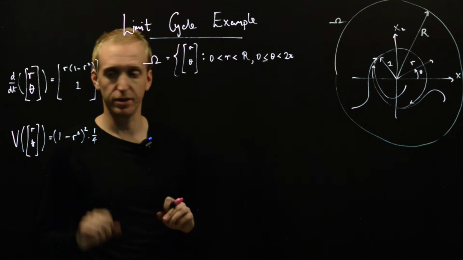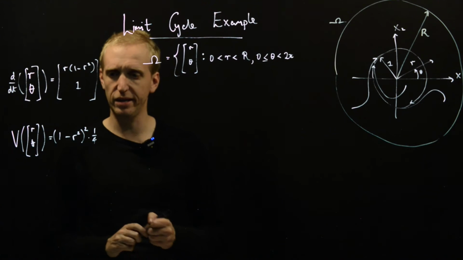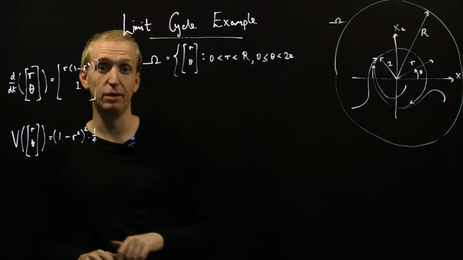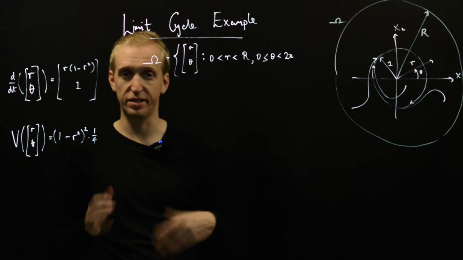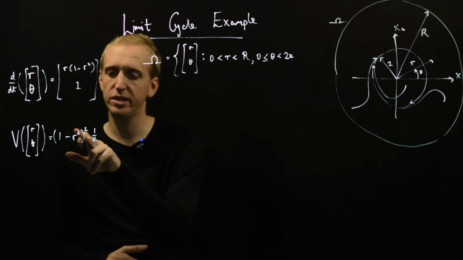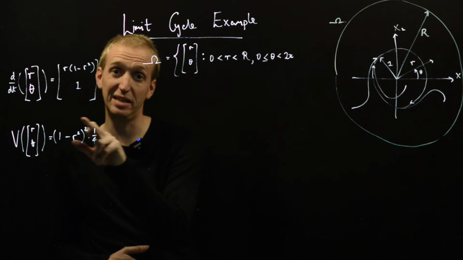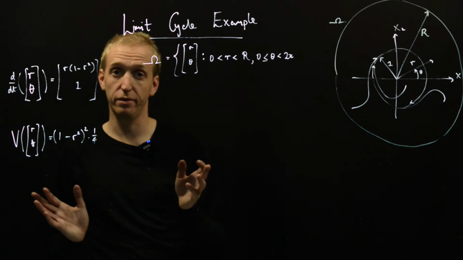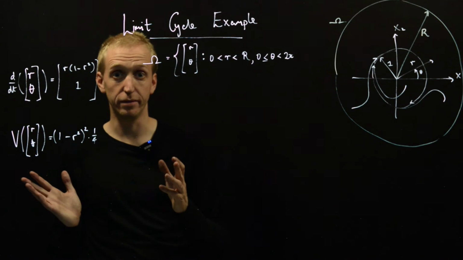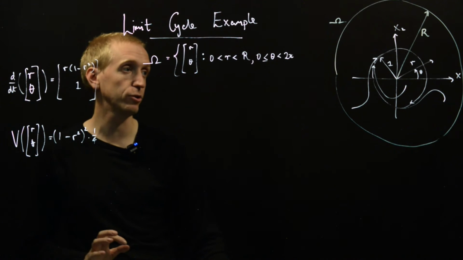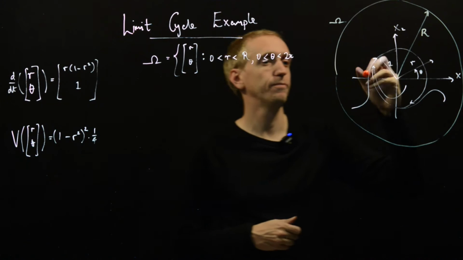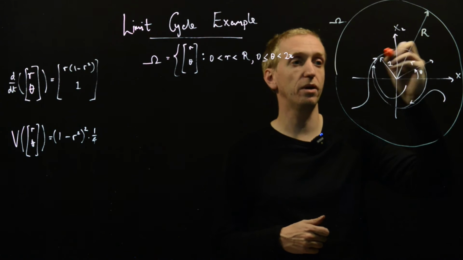So what do we need to do? This is our Lyapunov function. First of all, why have we chosen this Lyapunov function? What is some motivation behind it? Well, we see that if we put in r is equal to 1, the Lyapunov function is equal to 0, whereas for all other values of r, it's bigger than 0. So this is defining an energy function which has no energy on our limit cycle.